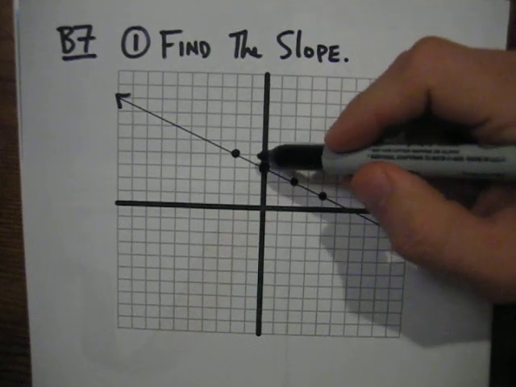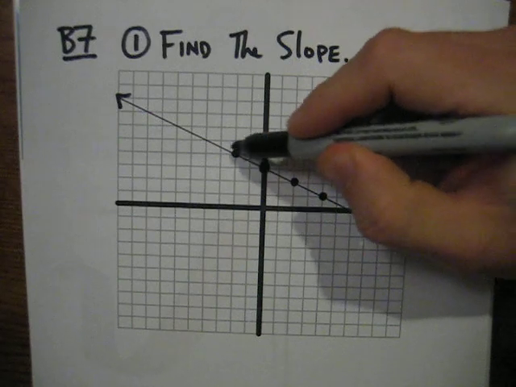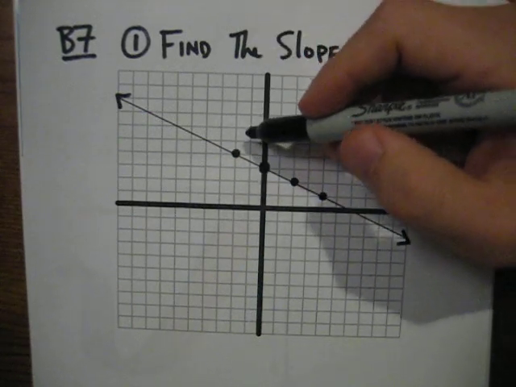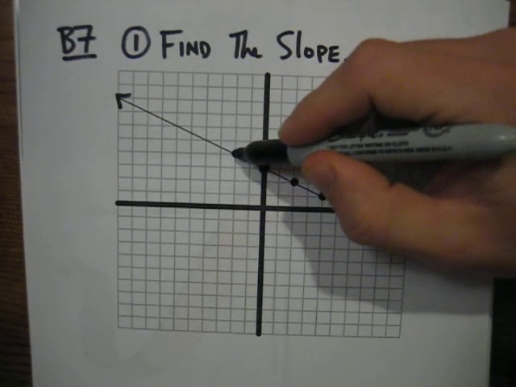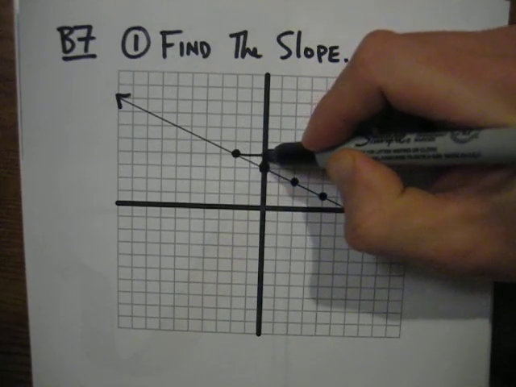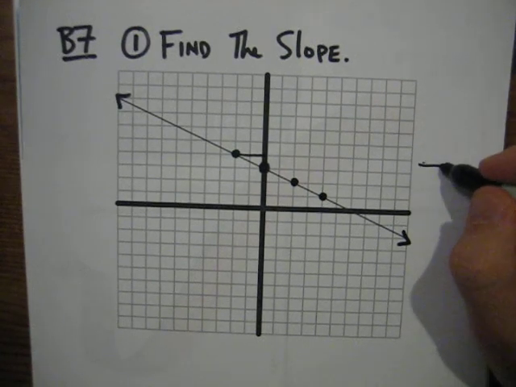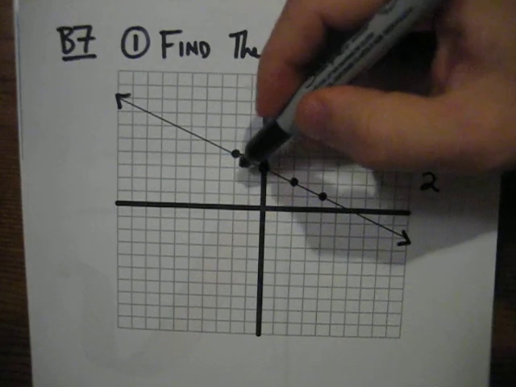I'm always going to start at the one that I found furthest to the left, and I'm going to go over first. I always want to do that first. Instead of going up or down first, you can do that, but I want to stick to one method. So I find the point furthest to the left, and then always do my run first. That's the x value. In this case, I go over 2, and that is the bottom of my fraction. And it's positive because I went to the right.